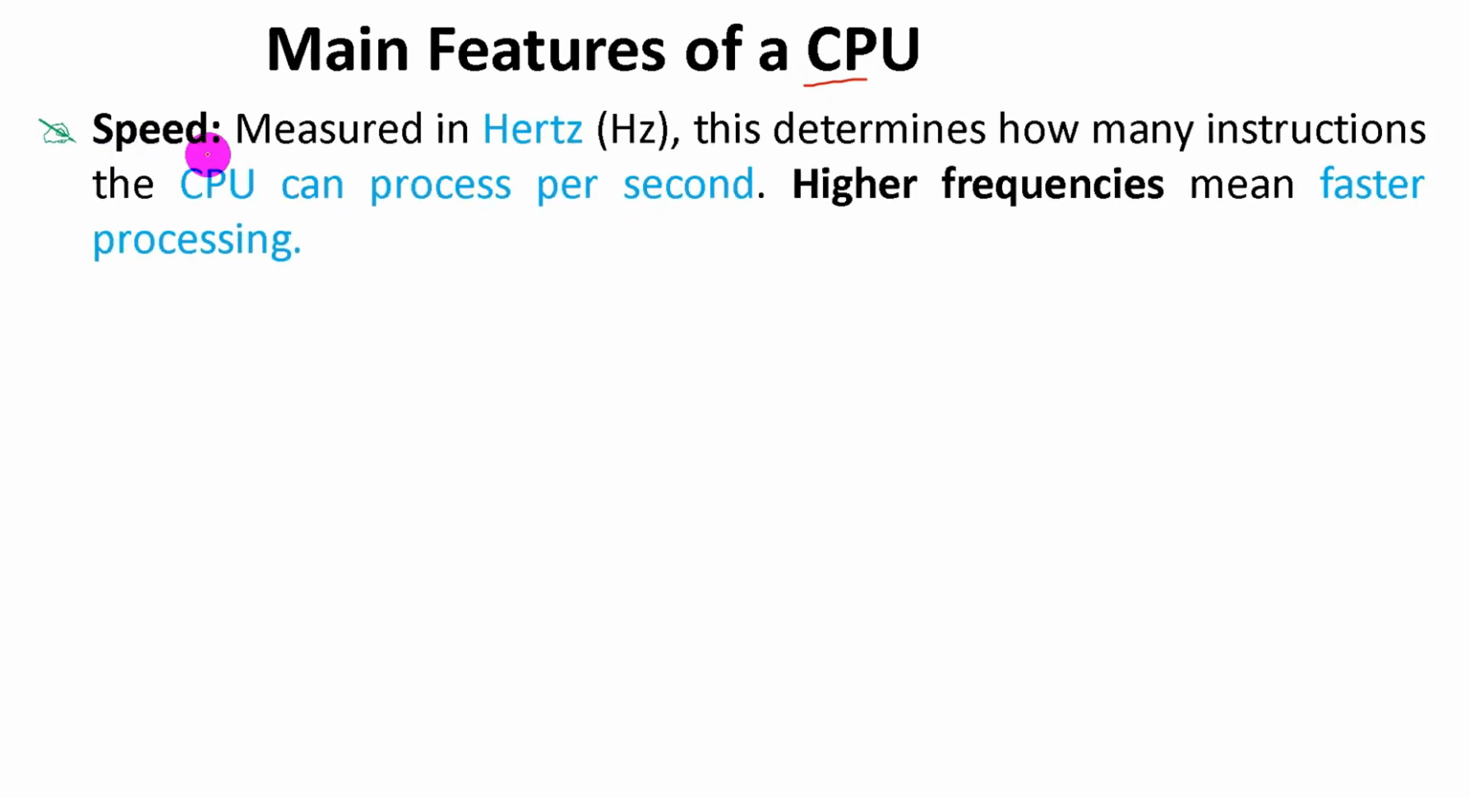Let's see the main features or characteristics of the CPU. The first one is speed. The speed of the CPU is measured in hertz, the unit of frequency. As you know, frequency equals 1/t. Frequency is inversely proportional to time. If the time increases, frequency decreases. If the time decreases, frequency increases.